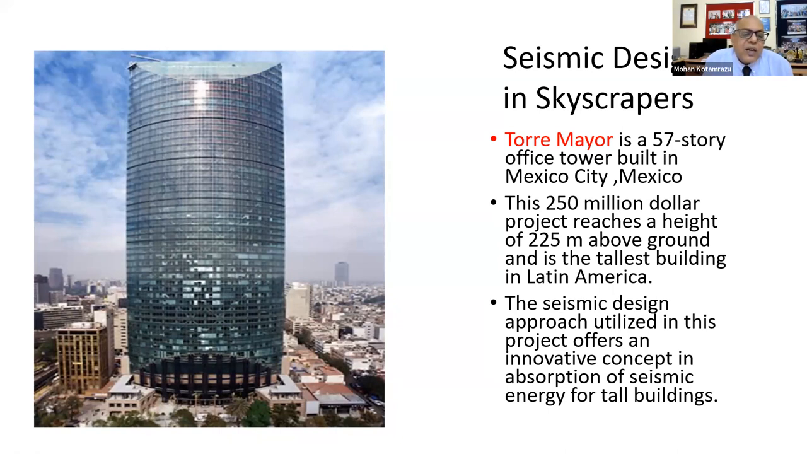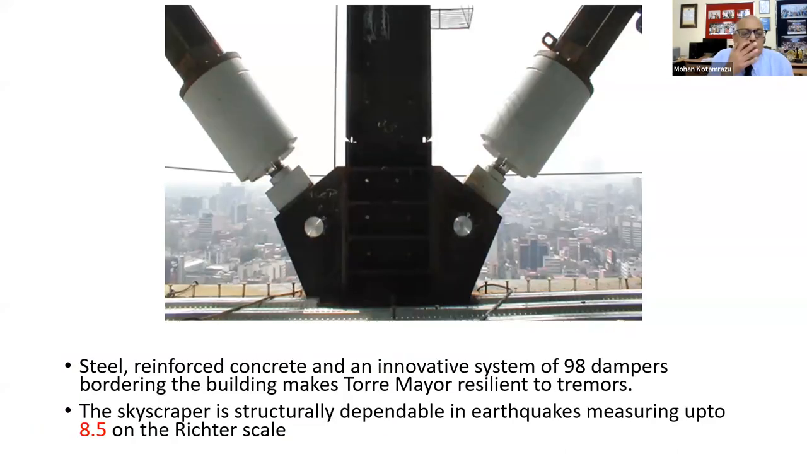Here they have dampers on the exterior. You can see something like this. And there was an earthquake which measured 8.5 on the Richter scale. But people inside the building, even an ashtray was not shaking on a table. But when they looked outside, they found that buildings were collapsing and people were running here and there. And this building was just not moving.